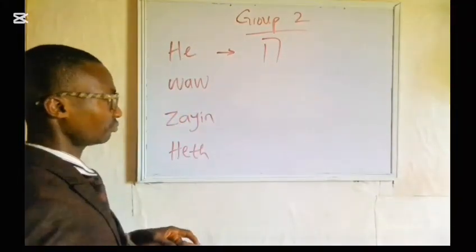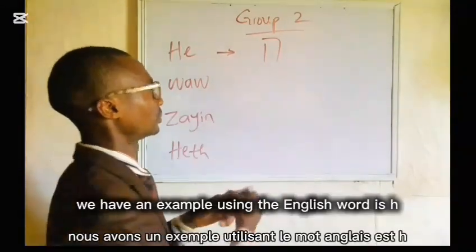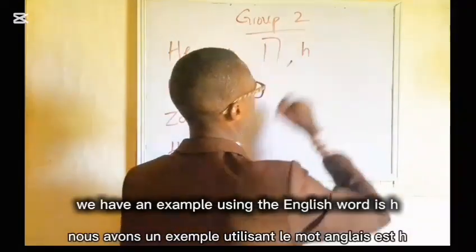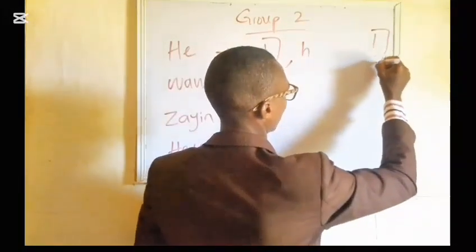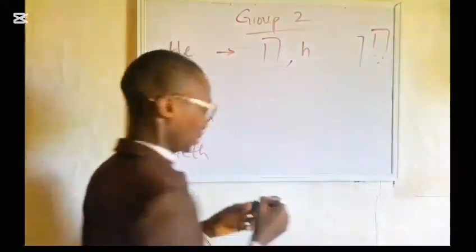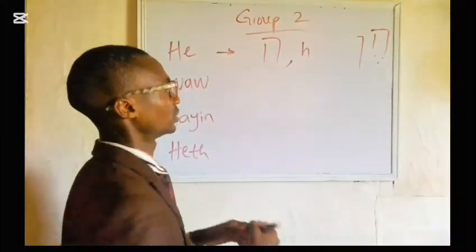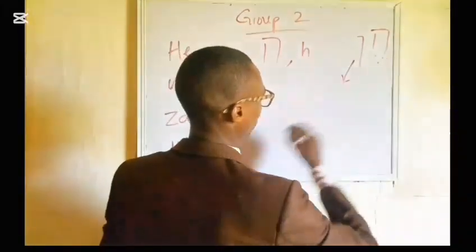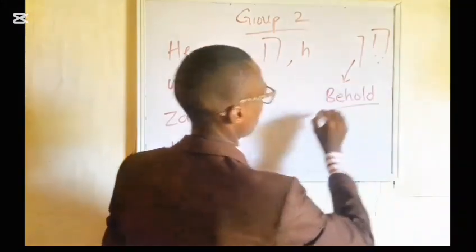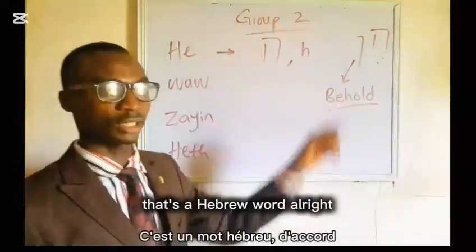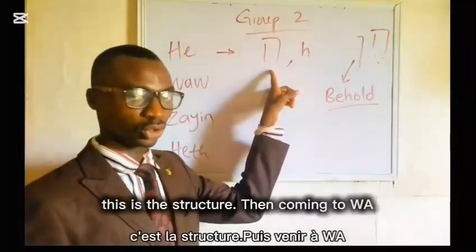Then we have an example, as in the English equivalent is H. I have an example, hen. Hen means behold. That's a Hebrew word. All right, so that's He. This is the structure.